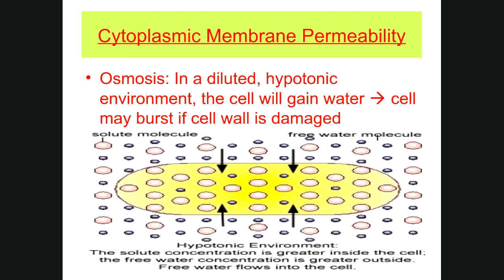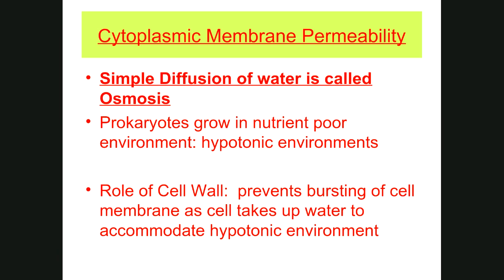A cell in a hypotonic solution, more water outside, more free water outside than inside. The free water will go inside the cell. The cell is going to gain water, and it may burst or be damaged. So you should know what happens to cells in a hypertonic solution versus a hypotonic solution. So again, simple diffusion of water is called osmosis.